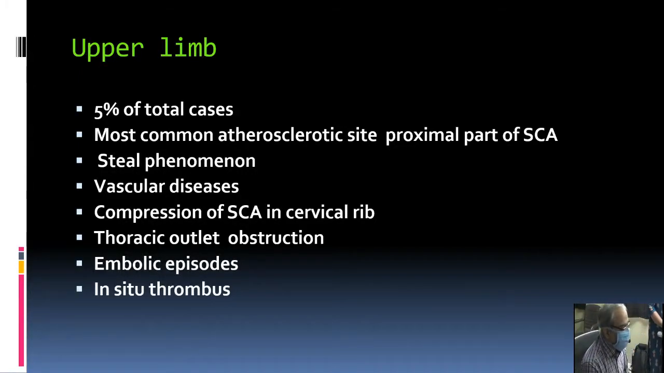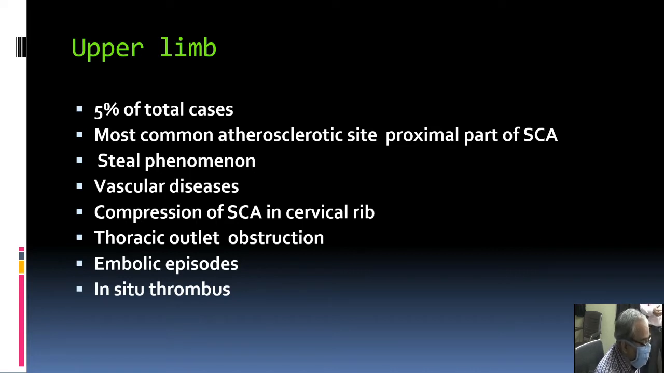The indications of upper limb Doppler are quite less than lower limb, because the disease is more common in lower limb arteries. It amounts to only 5% of total cases. The most common site is the proximal part of the subclavian artery, and this becomes an important point of study for all of us. Whenever there is a stenotic or occlusive lesion at the proximal part of the subclavian artery, if that occlusion or stenosis is proximal to the origin of the vertebral artery, there is a steal phenomenon.